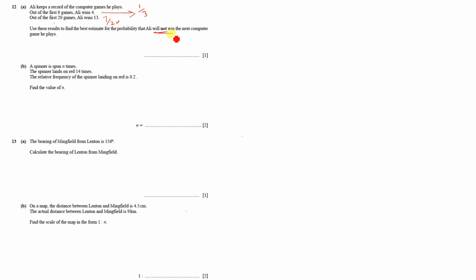So let's see which one is greater. We have 7 over 20 and 1 over 3, so it means 60 to make the denominator the same. So 21 over 60 and we have 20 over 60. So this is greater. It means the probability of not winning the next computer game he plays would be 7 over 20.